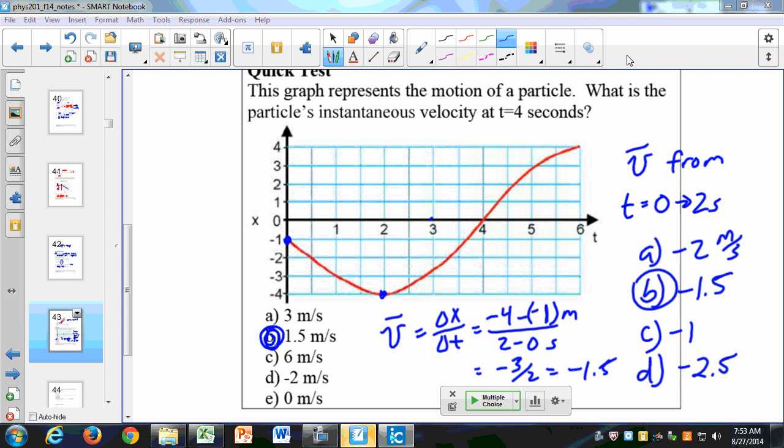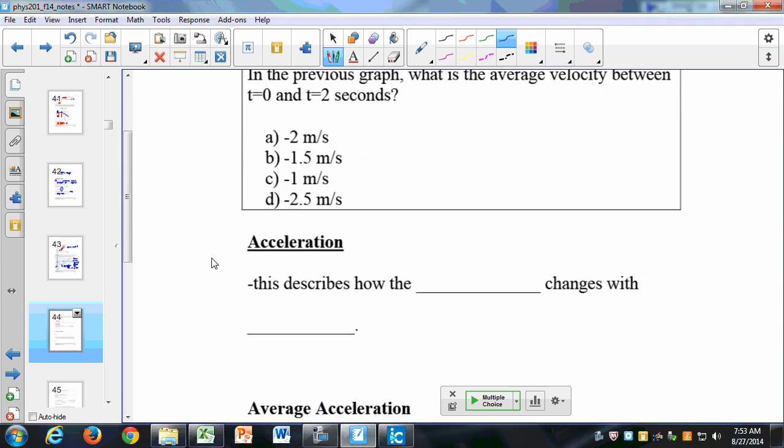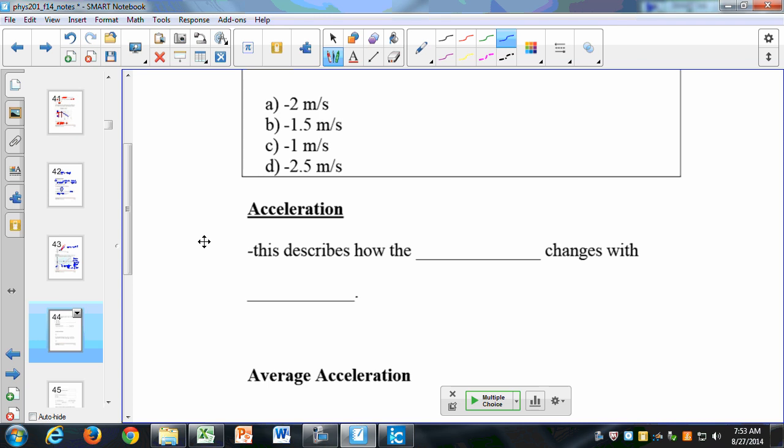All right. Before we move into acceleration, let's do a quick little graphing exercise. I'm going to need a few people. Do you have cellular phones with timers on them, a smartphone?